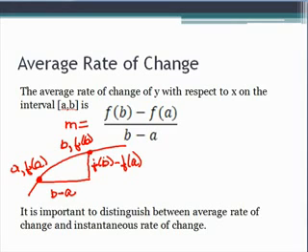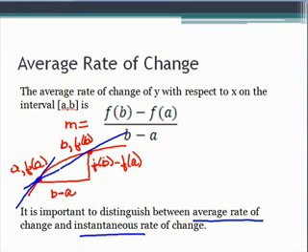It's important here, I have a little note to distinguish between the average rate of change and the instantaneous rate of change. The average rate of change, you can relate back to the slope of a secant line, whereas the instantaneous is the slope of a tangent line at that point.